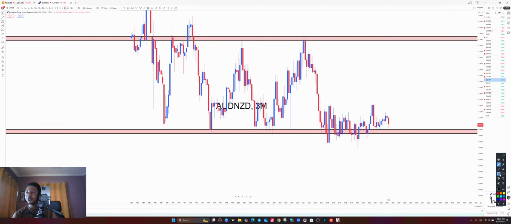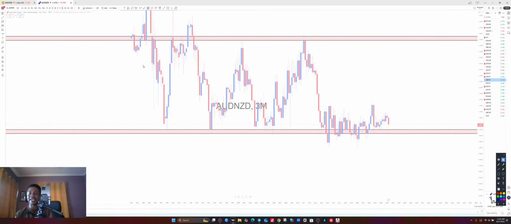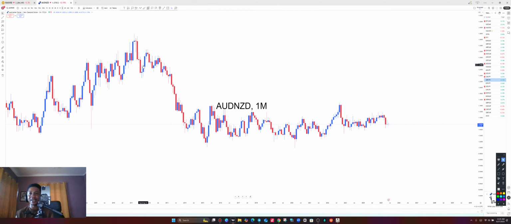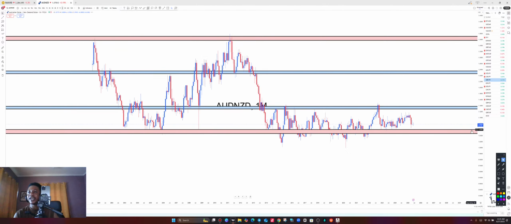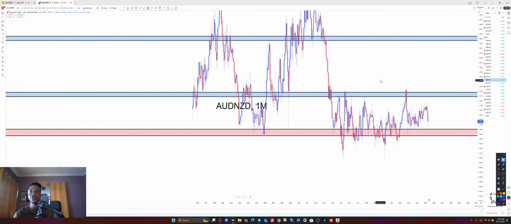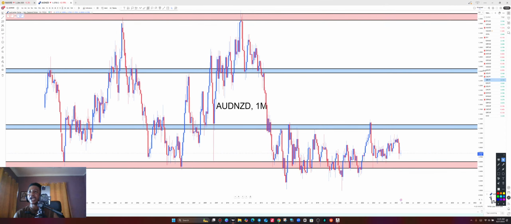So in order for us to understand this range or consolidation period very well, let's switch again to a monthly time frame to add more meaning to this analysis. So AUD NZD, let's go to a monthly time frame to get a closer understanding of what the range is on the monthly. So this is the monthly time frame of AUD NZD, and this is the range or the consolidation period on the higher time frame that we talked about.